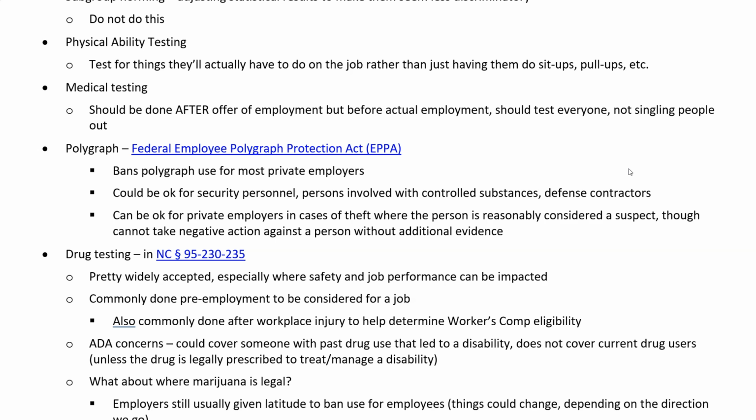But it can't be the only thing that we use to take negative action against a person. There would have to be some additional evidence pointing towards it. But in general, polygraphs are not that useful to employers, and you probably can't use them anyway.